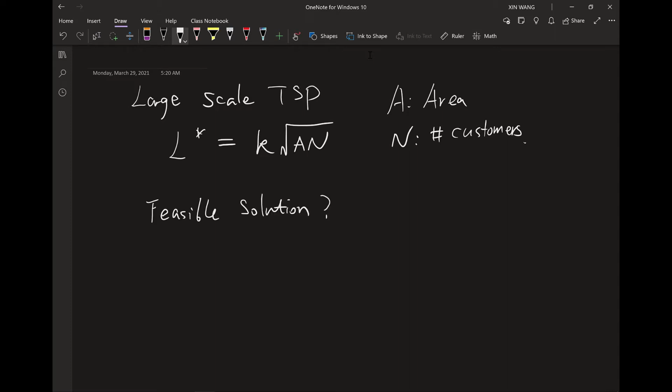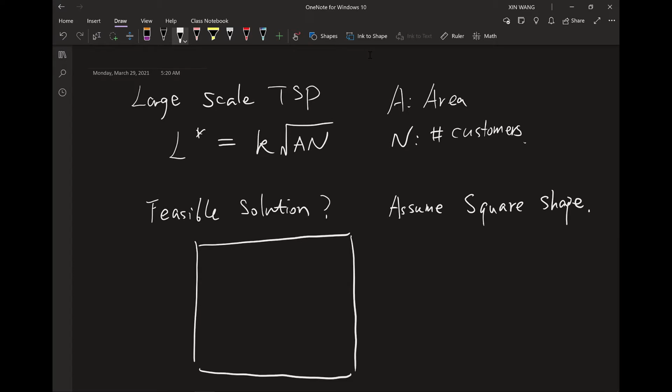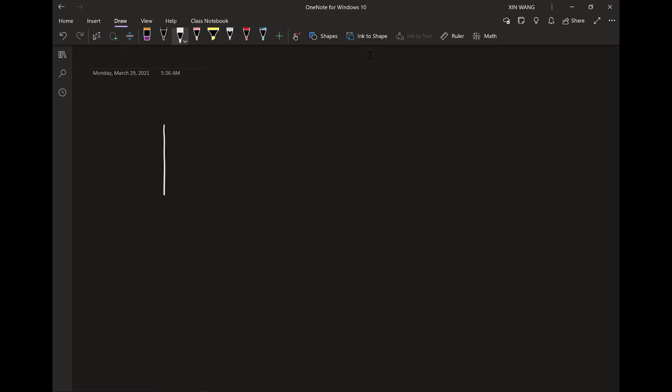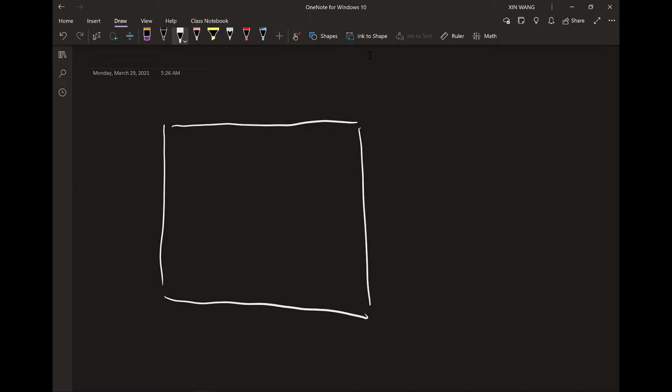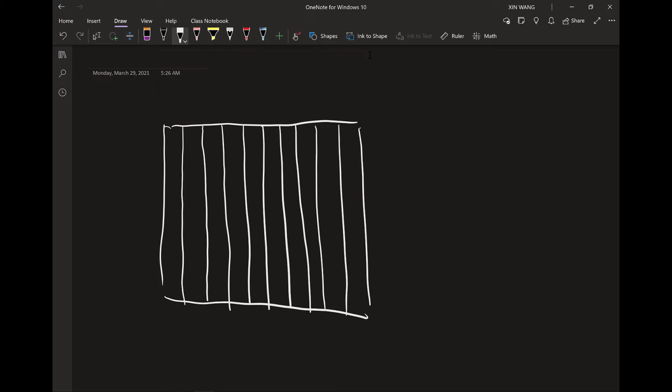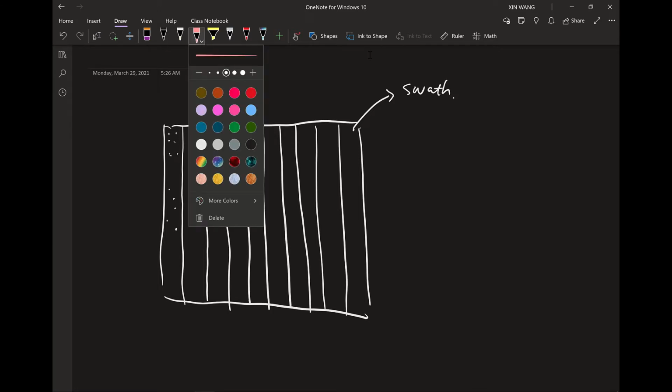So we still take the square as the shape for the surface area. If we have a square area and the entire surface area size is A, and n customers are evenly distributed, how can we create a feasible TSP tour? Let's consider an interesting heuristic. We will decompose the entire area into small sub-areas, and we call each of these sub-areas a swath. And there are some dots evenly distributed in each of these swaths.